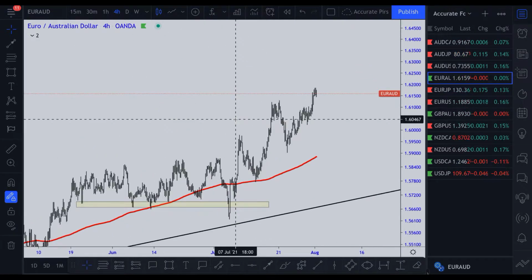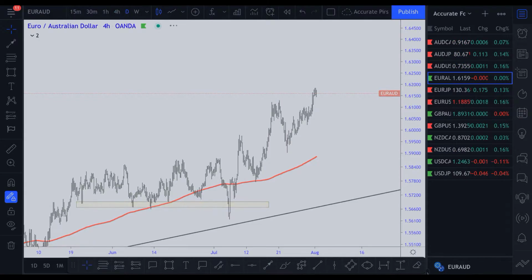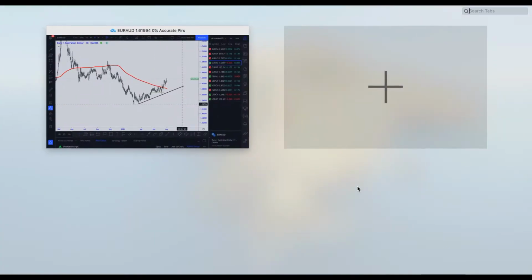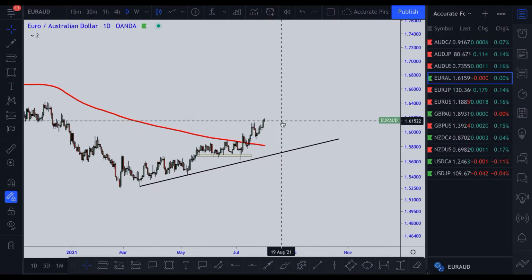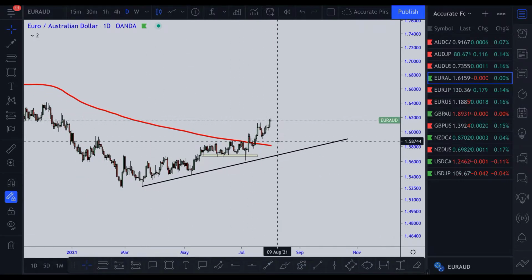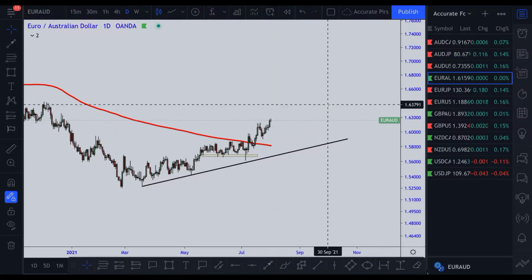So that's Euro AUD, not really much. I'm not going to force any technical analysis on this. As you can see, it's pretty much simple. It's just in a nice uptrend. And you just got to try getting in from one of the higher lows and just follow the trend on Euro AUD.